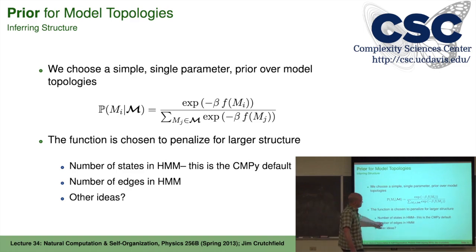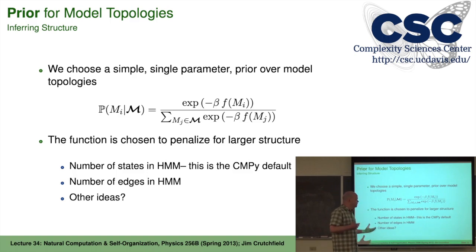So in this case, what I'm saying here of f of m_i is the default in Campy and in the code that you'll be able to play around with: it just counts the number of states. So there'll be an exponential penalty for the number of states, weighted by this beta value that you set. You could make this the number of edges. It could be something else. And we can also set this to 0 if we want to. Then basically all of the things are just equally likely.